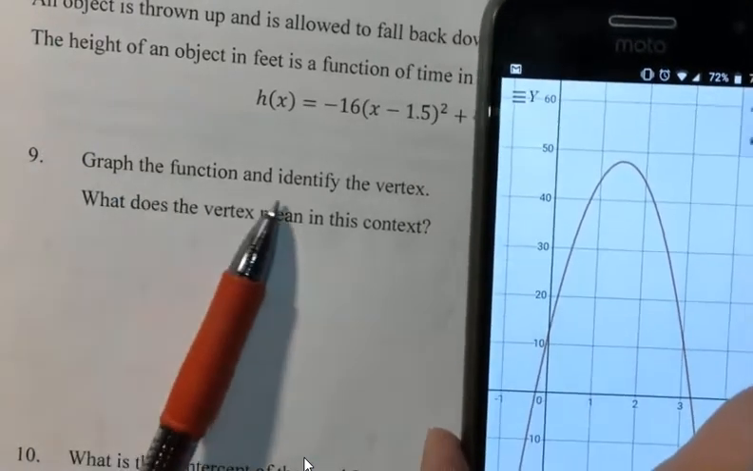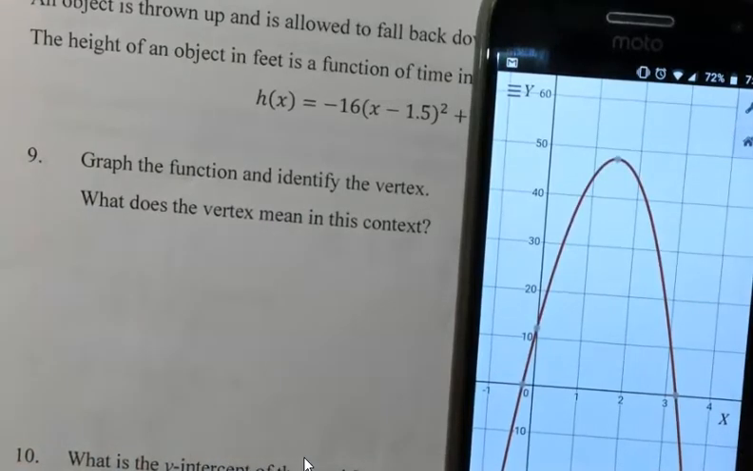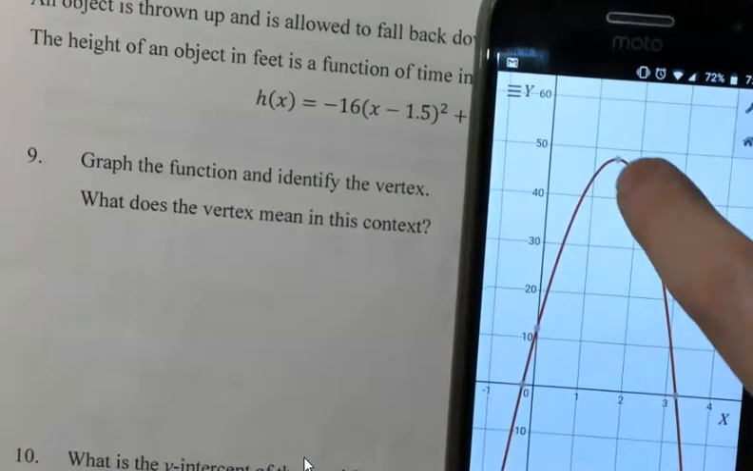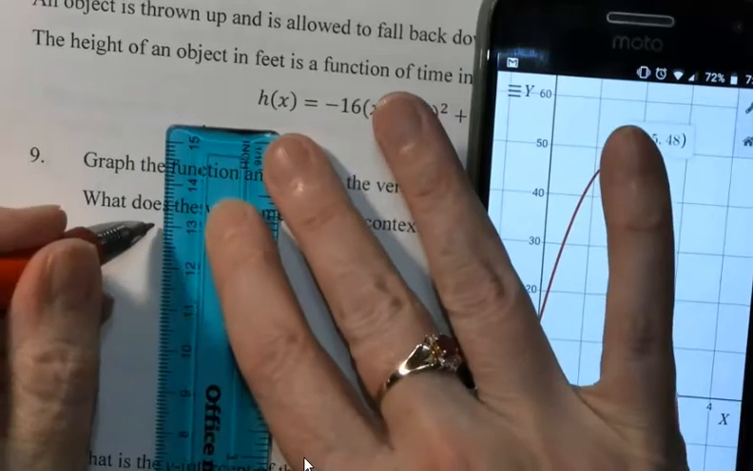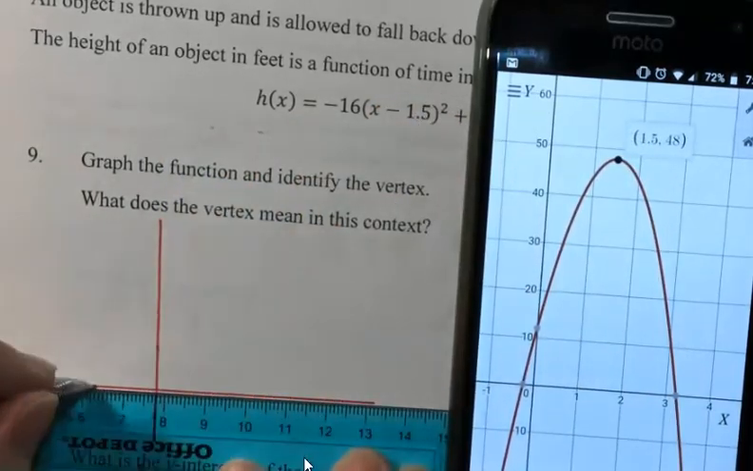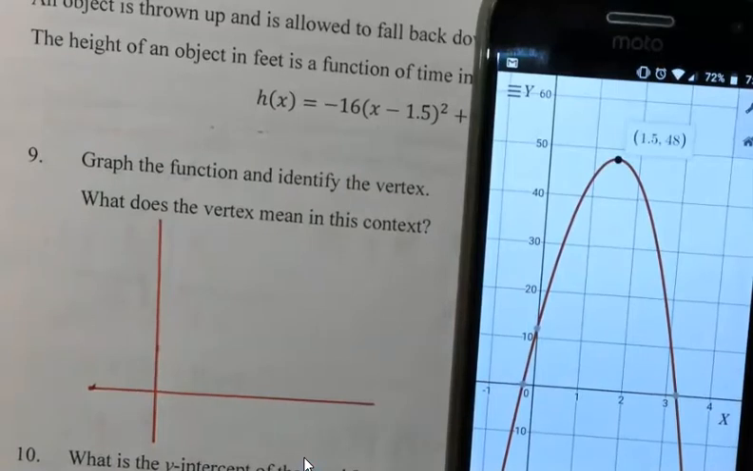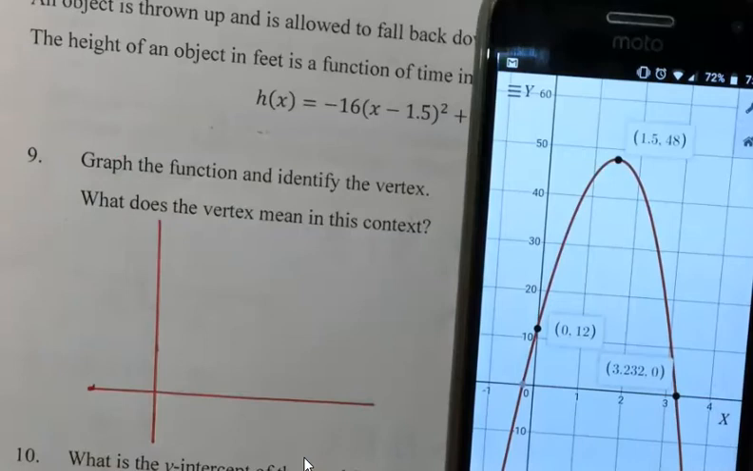Now, the first question in these questions says to graph the function and identify the vertex. Well, if you tap on the parabola, it'll show the vertex. So if you tap again, it'll give you the ordered pair. So what we're going to do is sketch this graph. And just like before, we really don't want to put too much detail on this graph. Just the main points, which would be my Y-intercept, this X-intercept, and that vertex. So those are the points that matter.